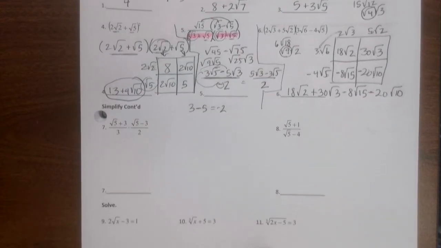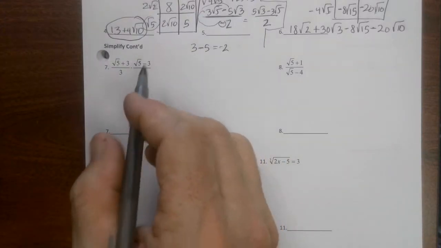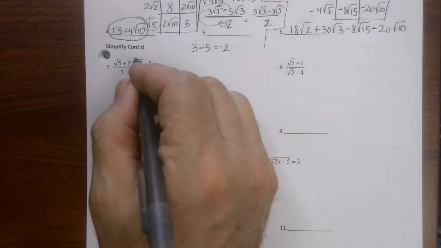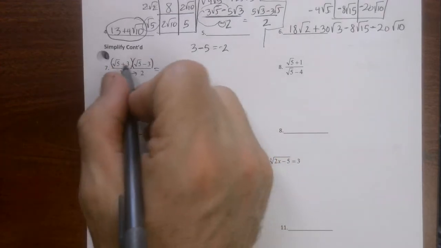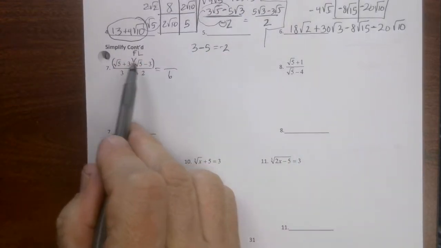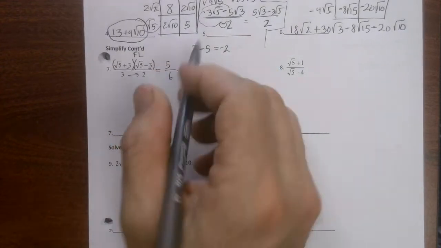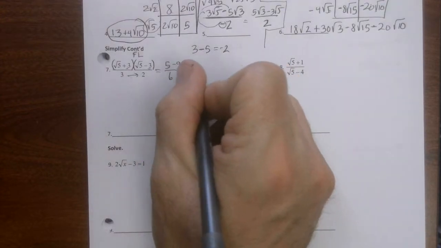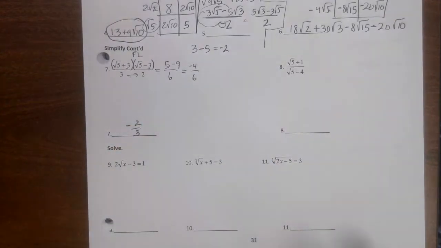All right, number 7. We're just multiplying fractions. So if you remember your rule, you just multiply straight across and you get 6. That's the easy part. And if you notice, if we put parentheses around these, it might kickstart you because you're going to go, hey, conjugate, so I can FOIL. Square root of 5 times the square root of 5 is 5. 3 times negative 3 is minus 9. 5 minus 9 is negative 4. Over 6 would give me negative 2/3.